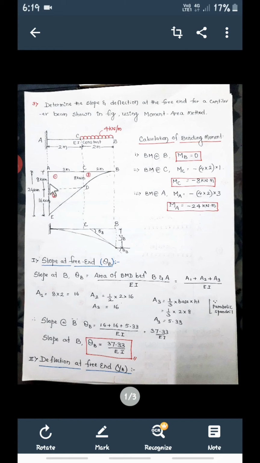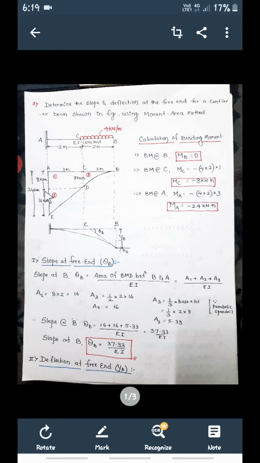What is A1? Rectangle. It is 8 into 2. Okay, 8 into 2, 16. Then A2, this is a triangle, half base into height. Half base is 2 meter and height will be 16. So total is 24. Out of this 24, this is 8, remaining will be 16.